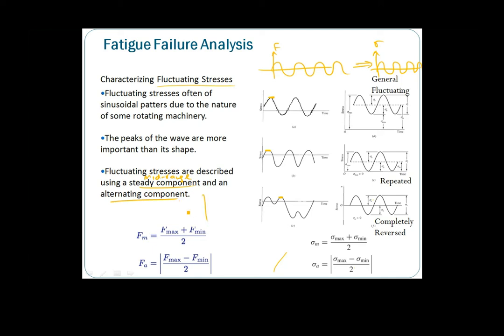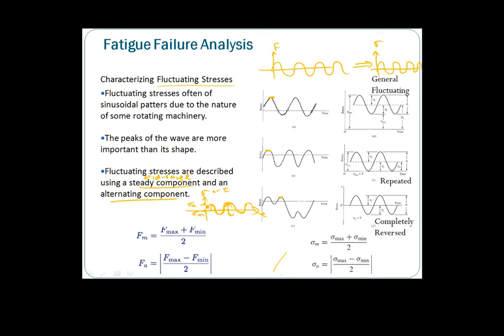Okay, so if you are looking at a sine wave like this, a sinusoidal function, this is sigma, this is your t, or this is your F versus t. So this is your a, the alternating peak. The mid-range, or what we call the steady component, is half of this, which happens here, sigma m. So it happens at this particular point. It could be sigma m or sigma fm.